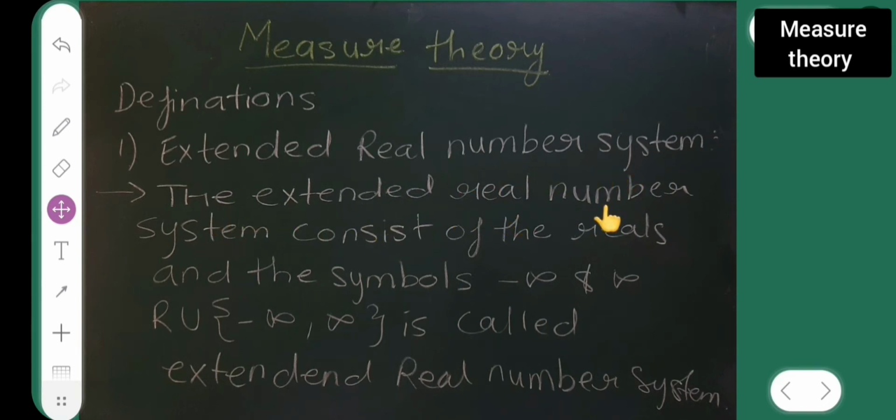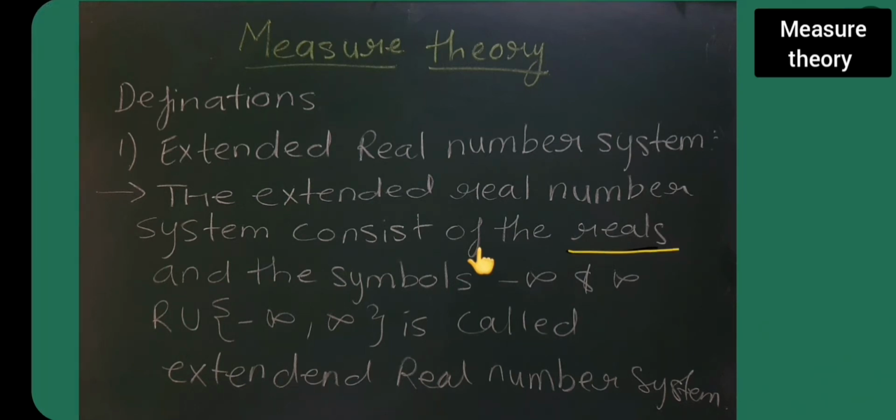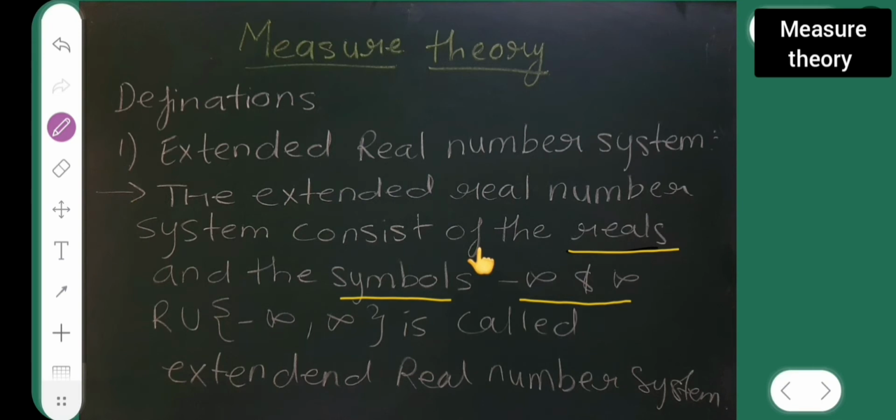The extended real number system consists of reals and symbols. Now this minus infinity and infinity, they are the symbols, right? So it consists of reals and symbols, that is minus infinity and infinity. R union, R is what? Real. And this union of the set minus infinity and infinity is called the extended real number system.